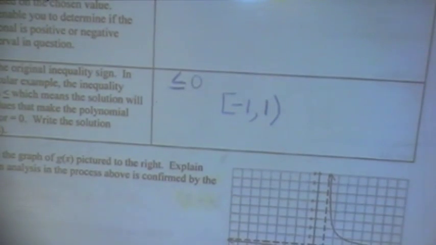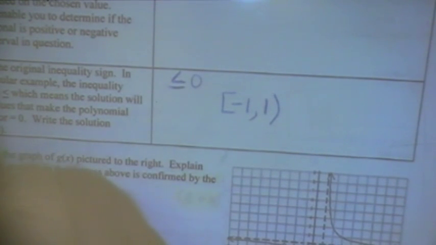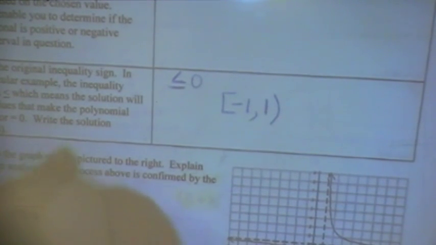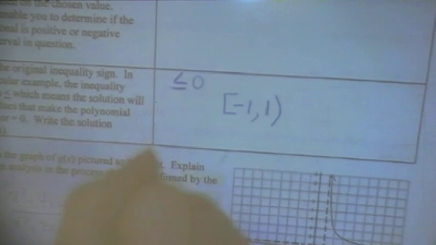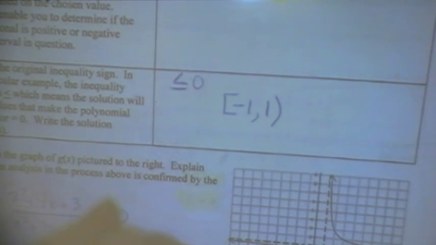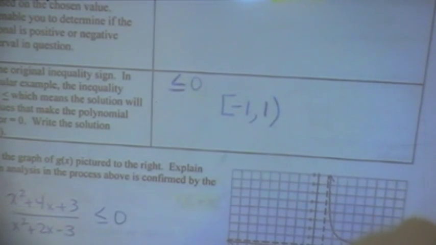Now if you look, I had the function, so x squared plus 4x plus 3 over x squared plus 2x minus 3 needed to be less than or equal to 0, or g of x needed to be less than or equal to 0. Well, if you look at the graph, that is this piece right here.